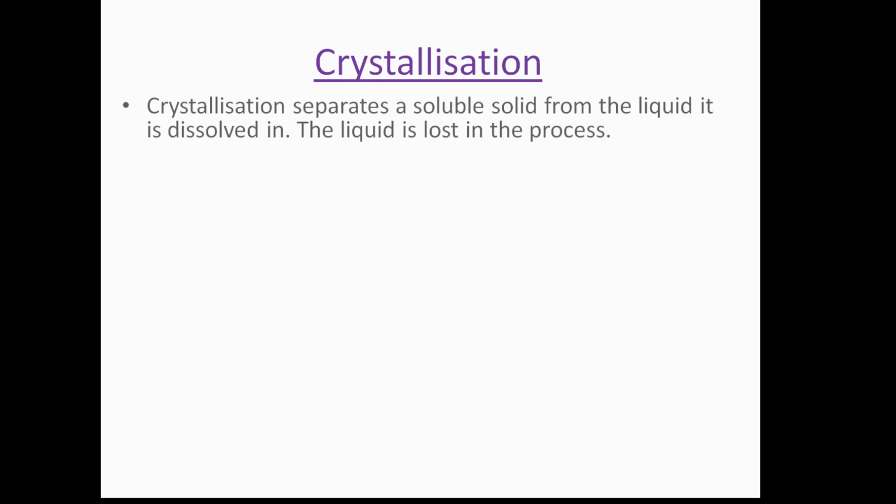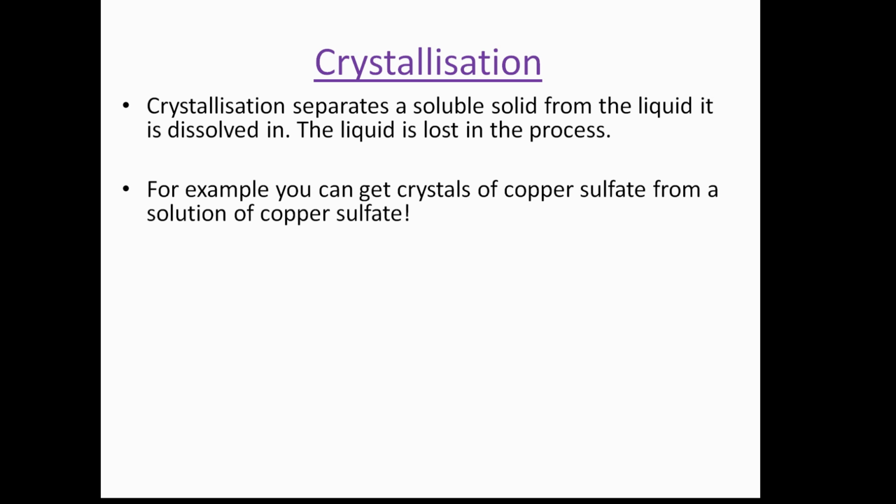Next method, crystallization. Crystallization is a process which separates soluble solid from the liquid it's dissolved in, but you lose the liquid. You get the solid that's dissolved in something, but you lose the liquid. For example, you can get crystals of copper sulfate from a solution of copper sulfate, and you might have tried this. It's a good primary school experiment. I remember doing it in primary school anyway.